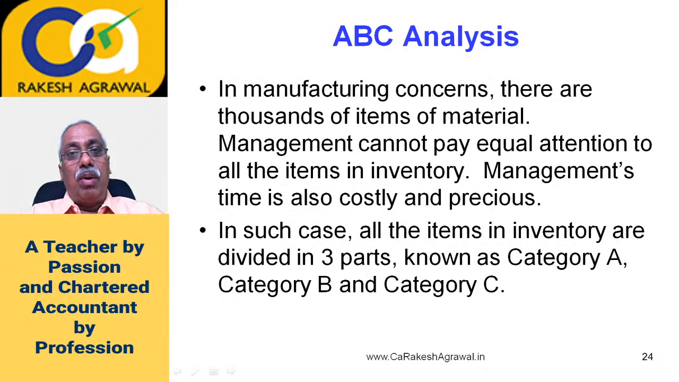Now in such case, all the items in the inventory are divided in three parts known as category A, category B and category C. Why this is done? So that management can decide how much attention is to be paid to which category of items. So they will first classify all the variety of items in the inventory into three categories, A, B and C.